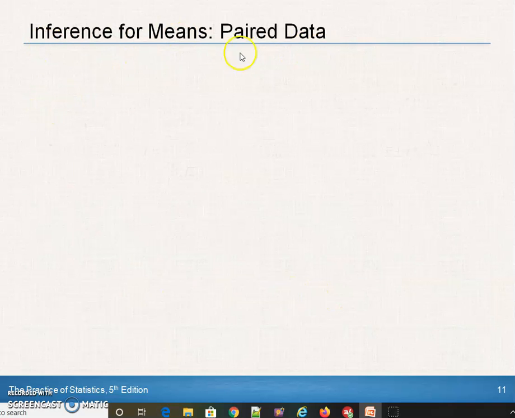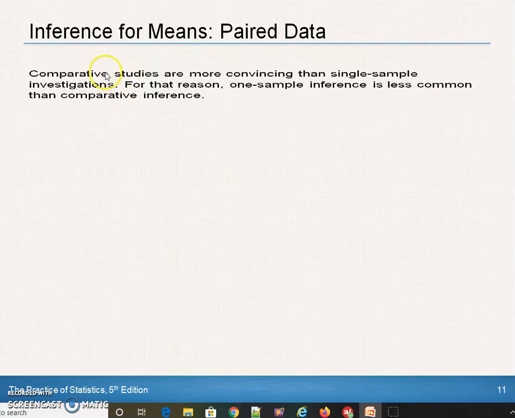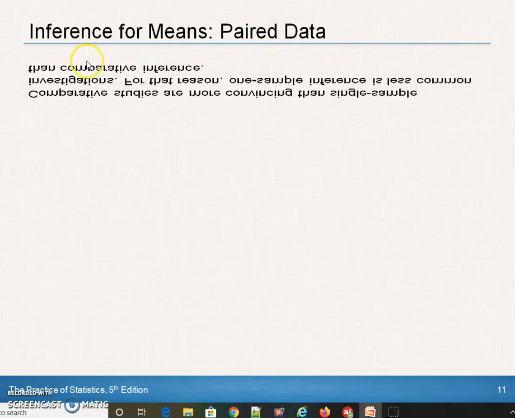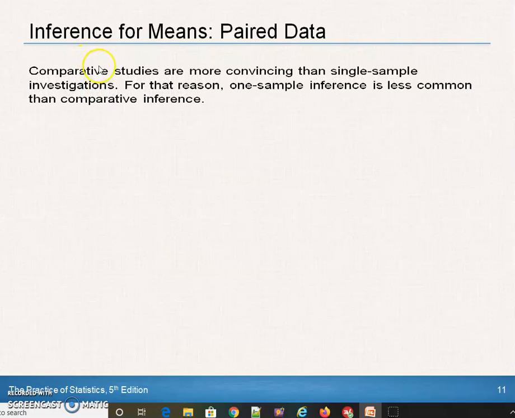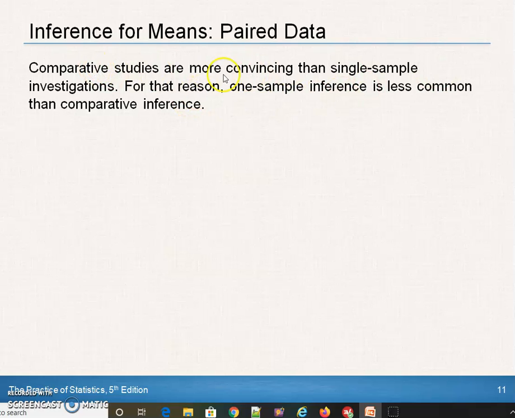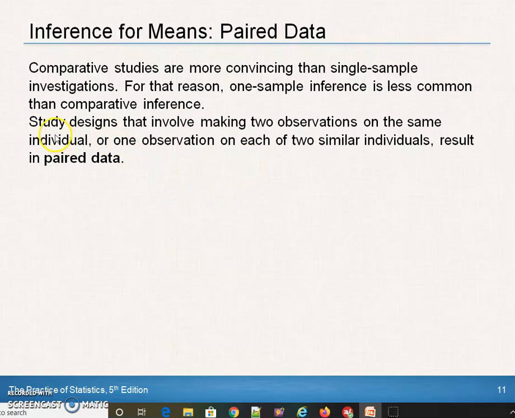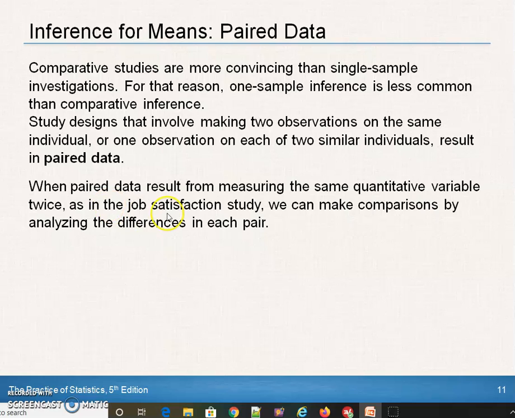So, what about paired data, before and after? It's many times a comparative study. Those are usually more convincing than single-valued. One sample inference is less common than the comparative one. Two observations on the same individual, one before, one after, things like that, use paired data.